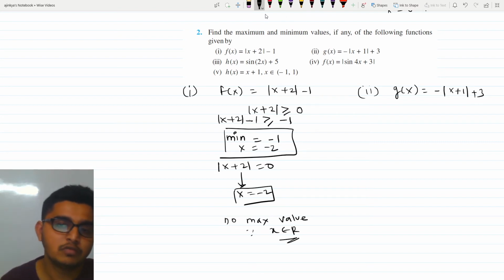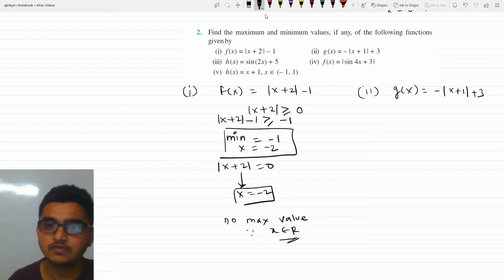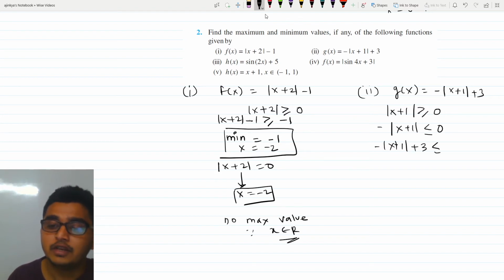So for x growing over R, the real numbers, we cannot define a higher limit for this function, hence there is no maximum value. Similarly, we can say that mod of x plus 1 is always going to be greater than or equal to 0, but if you twist the signs of it, we get negative mod of x plus 1. This is always going to be less than or equal to 0, isn't it? And if you add 3 to it, it is always going to be less than or equal to 3.